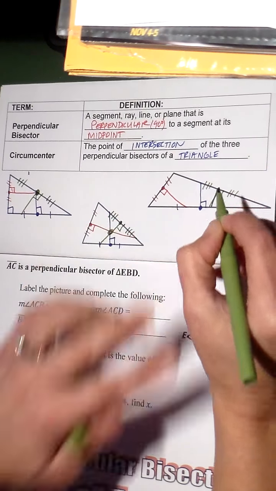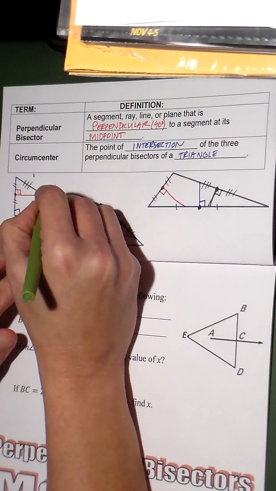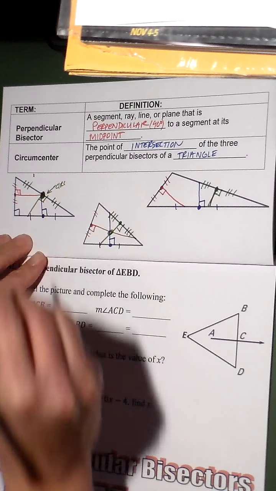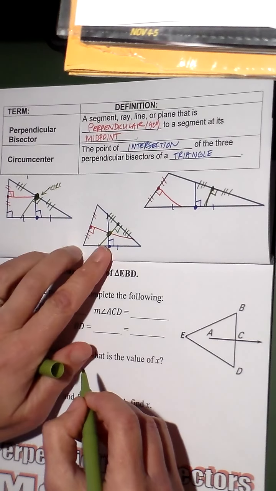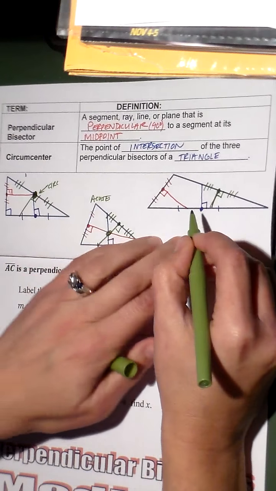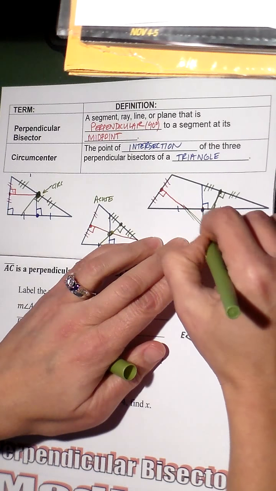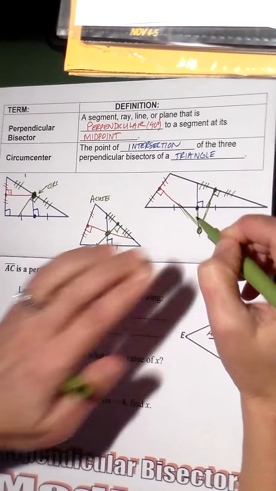Okay? Now, for the right triangle, the circumcenter is actually going to be on the hypotenuse. For an acute triangle it's going to be inside the triangle, and for an obtuse triangle, we actually have to come outside for all of them to meet for the circumcenter.